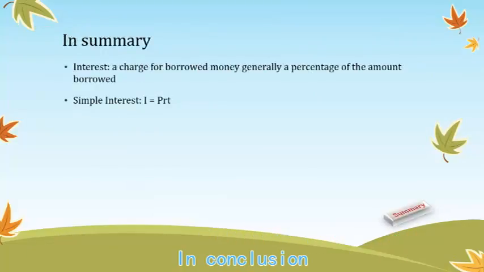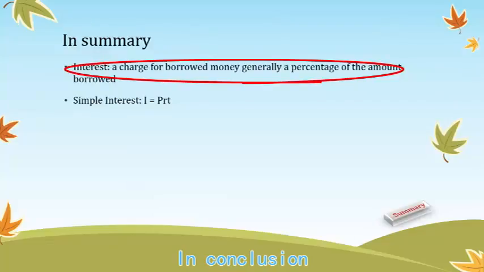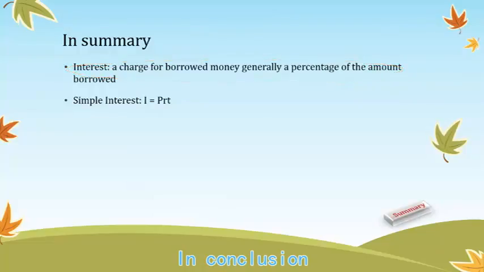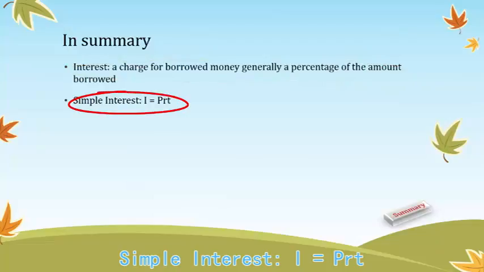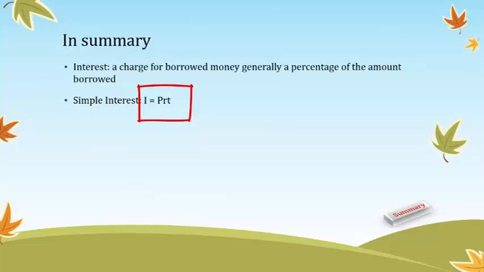Alright, let's see. In conclusion, interest is a charge for borrowed money, generally a percent of the amount borrowed. And the second concept, simple interest. The formula for that is I equals P times R times T, where I is interest, P means principal, R is the interest rate, T means time.